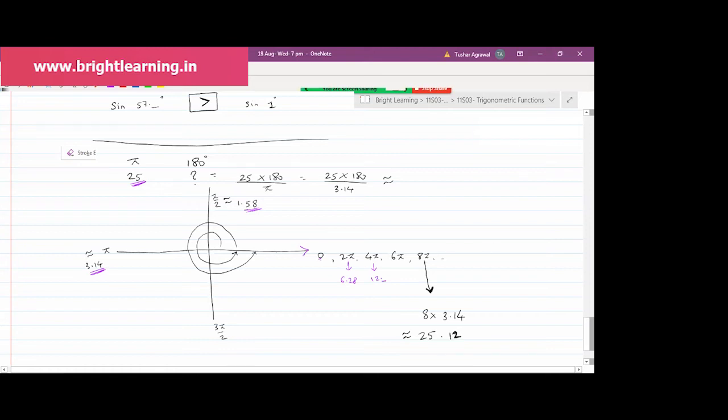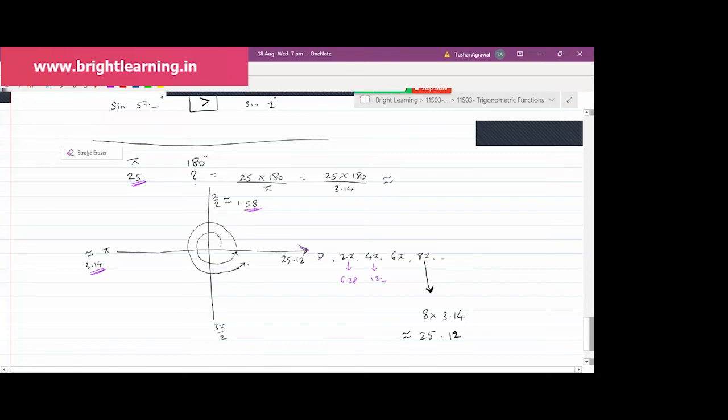The positive x-axis will correspond to 25.12 radians. So 25 radians is not the complete rotation up till the positive x-axis. It is a little less than that. So a little less than that, it may be in the fourth quadrant or it may be in the third quadrant also, because you have to cut short that rotation. The last rotation that you are doing, you have to stop in between only.